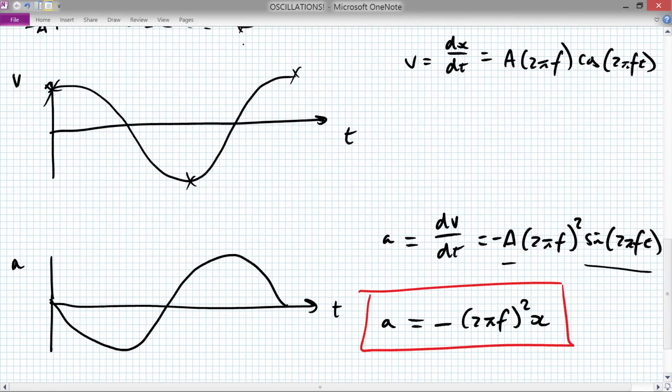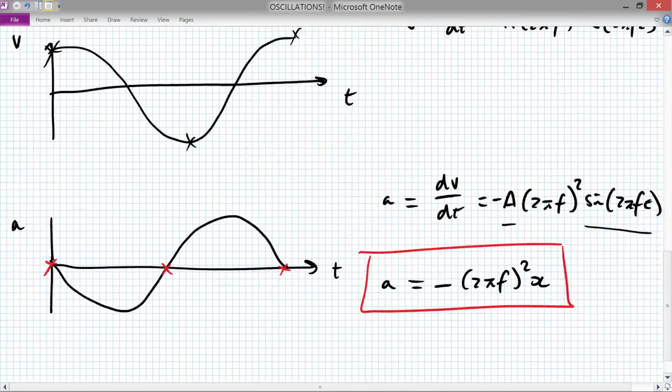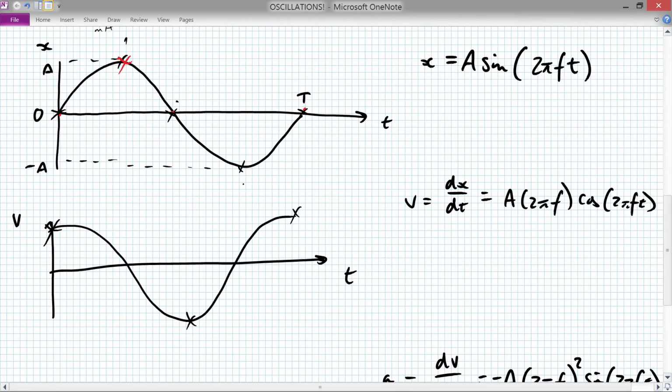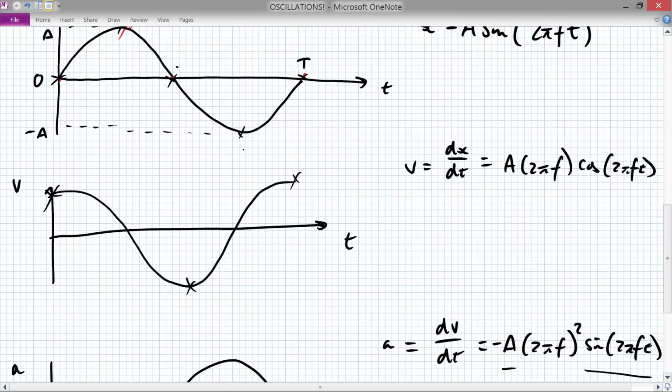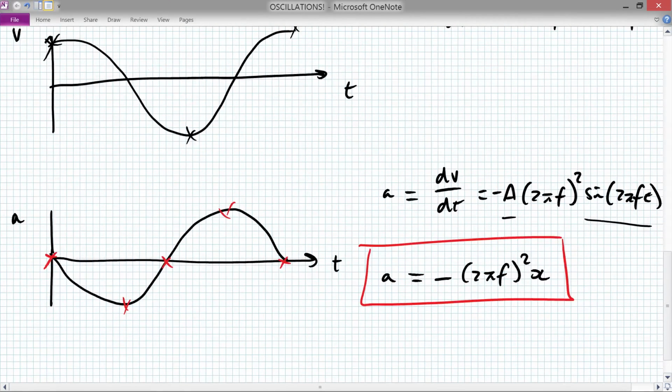And just some things to point out again, obviously at equilibrium, so when x is at equilibrium here, here and here, my acceleration is 0, as it should be. When x is at the amplitude, a is maximized in the opposite direction, and the same up here. Okay, so that's the basics of oscillations.